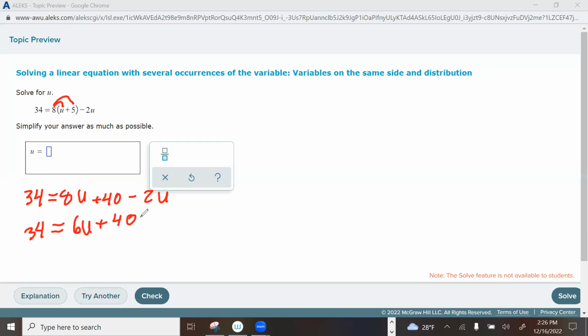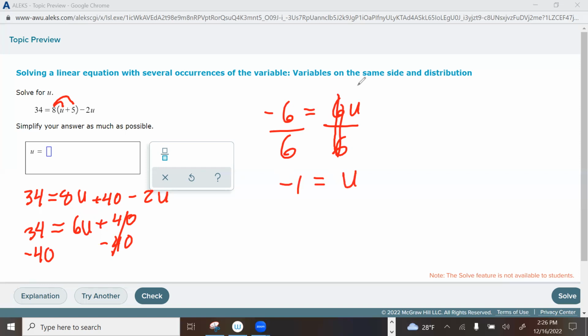And once again, now we're back to what we've been doing. So I'll tackle the thing that's being added to the variable first by subtracting 40, so that we get negative 6 equals 6u. And then I say, how do I get rid of the 6 times u? I do the opposite. I divide by 6. So those cancel, and I'm just left with 1u on the right and a negative 1 on the left. And that's how you handle that kind of a problem.